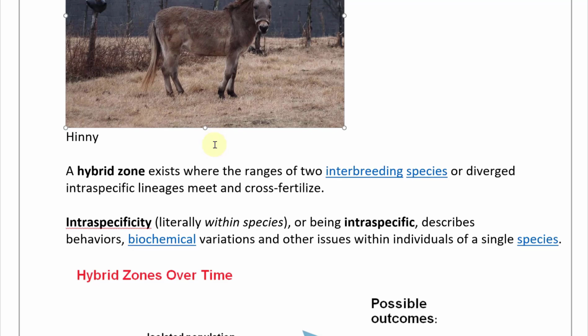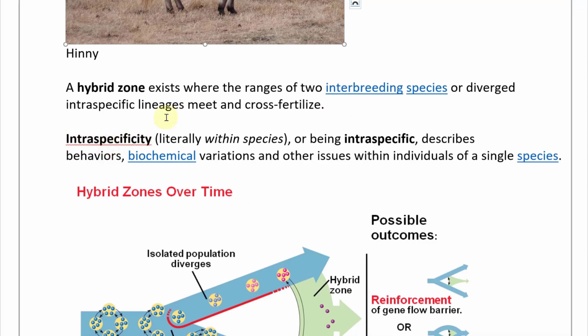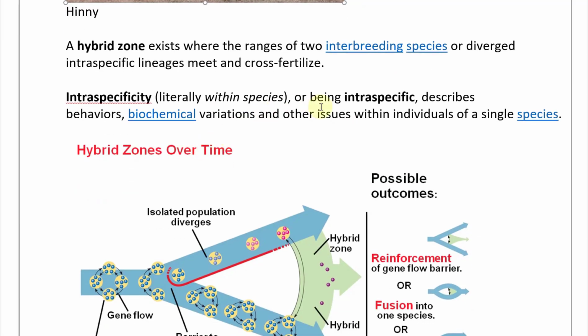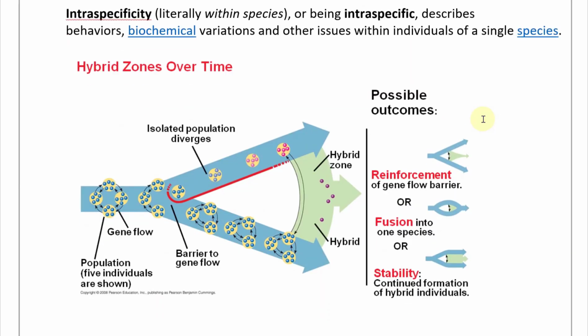Anyways, continue further. A hybrid zone exists where the ranges of two interbreeding species or diverged intraspecific lineages meet and cross-fertilize. Yeah, so they're actually hybridizing inside there. And here, this is intraspecific lineages. So intraspecific, literally within species, describes behaviors, biochemical variations, and other issues within individuals of a single species.